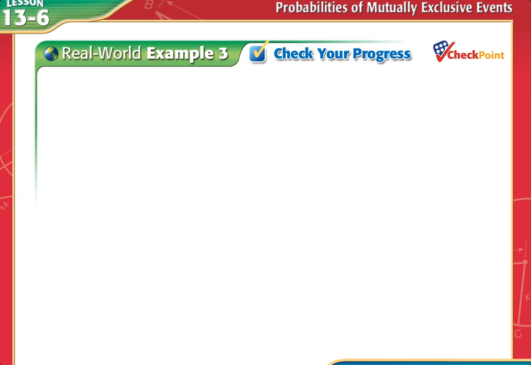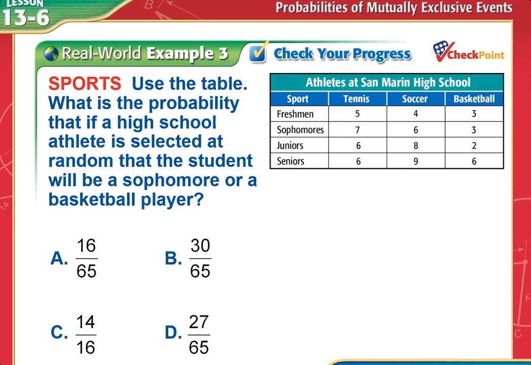Okay, here's one for you to try. What's the probability that a high school athlete selected at random will be a sophomore or a basketball player? Okay. You said 27 out of 65. Let's see that, right? We said a sophomore, and that would be 7 or 6 or 3. So that adds up to 16.